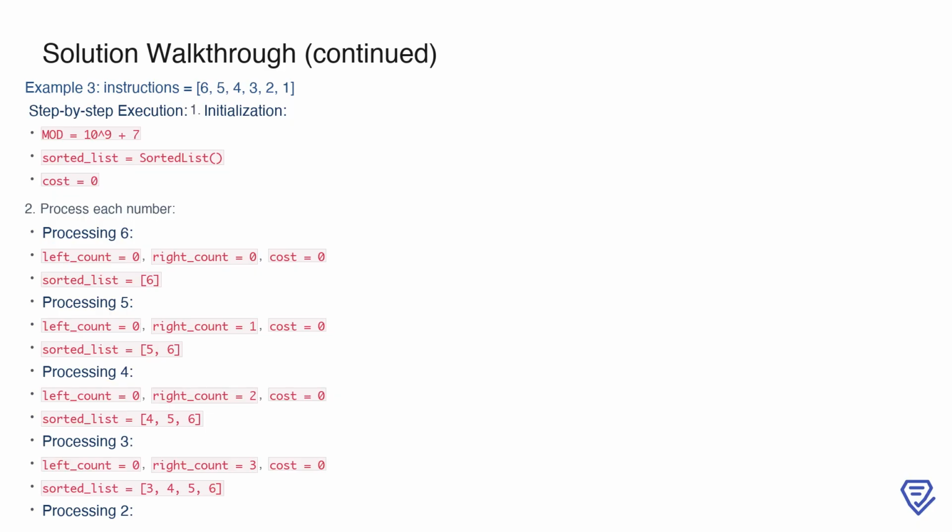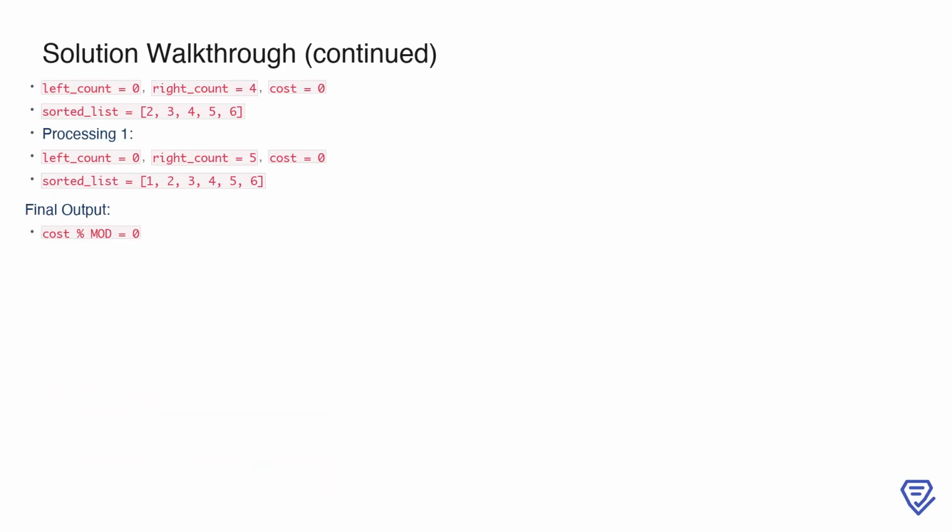For 4, there are no smaller elements, so left_count is 0, and two greater elements, 5 and 6, making right_count 2. Again, the cost remains 0, and the sorted list updates to 4, 5, 6. For the number 3, there are no smaller elements, so left_count is 0, and 3 greater elements, 4, 5, and 6, giving right_count of 3. The cost remains unchanged at 0, and the sorted list becomes 3, 4, 5, 6.